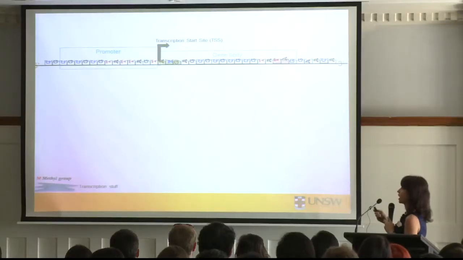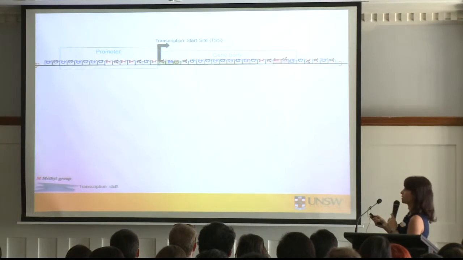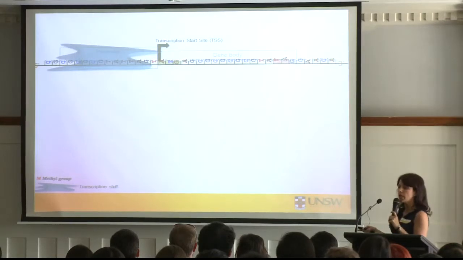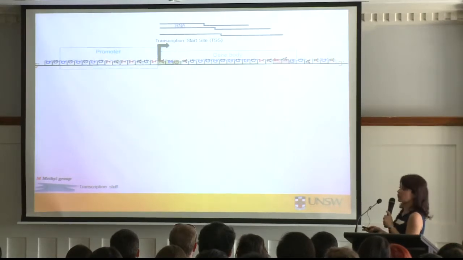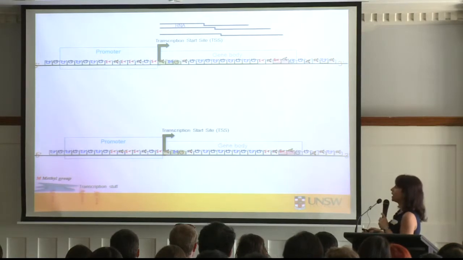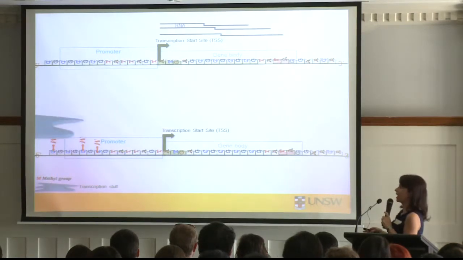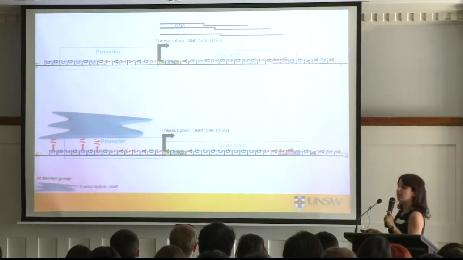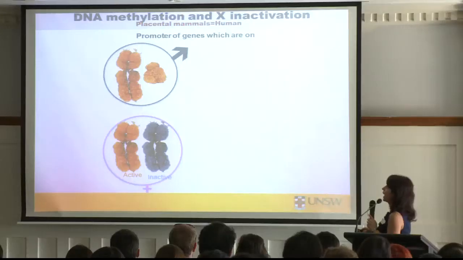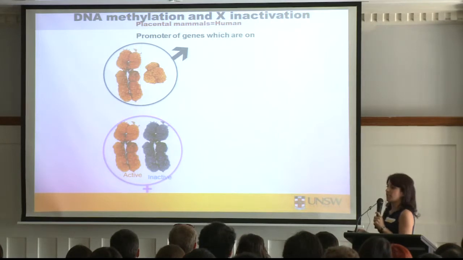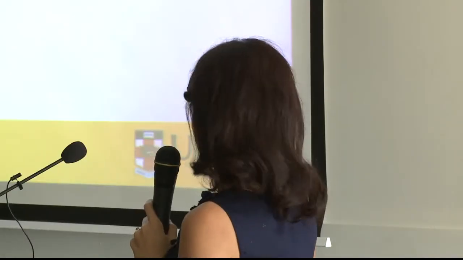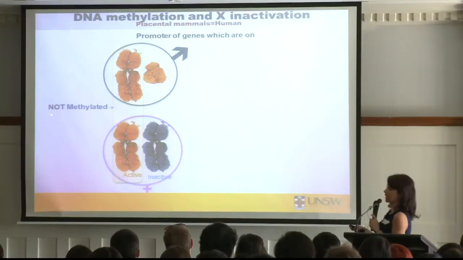Here you're looking at a transcription unit with a gene body, a transcription start site, and a promoter. The promoter is where the transcription machinery binds, and if it's not methylated, then you will have transcription of RNA. However, if the promoter is methylated, the transcription machinery cannot bind to it, and therefore there is no expression. When you look at the promoter of genes on the human X, the promoter of genes on the male X and the active X in females are not methylated, and these genes are expressed.